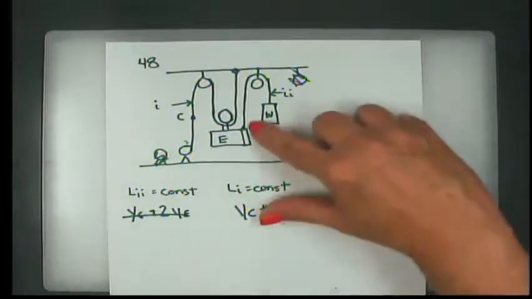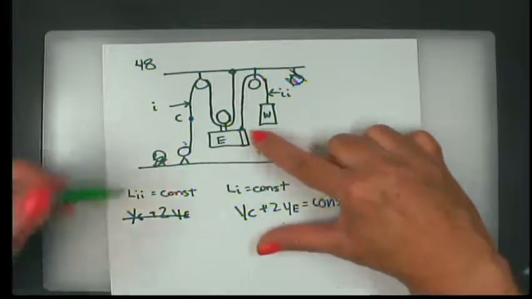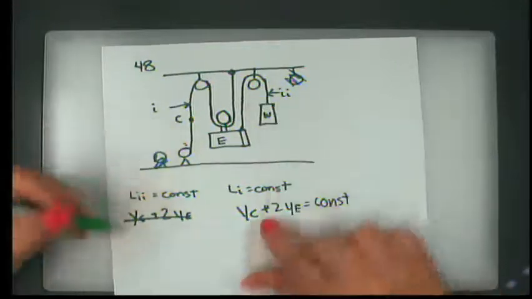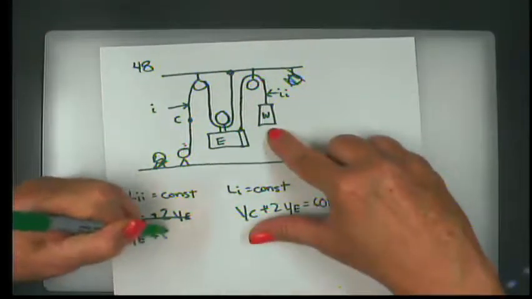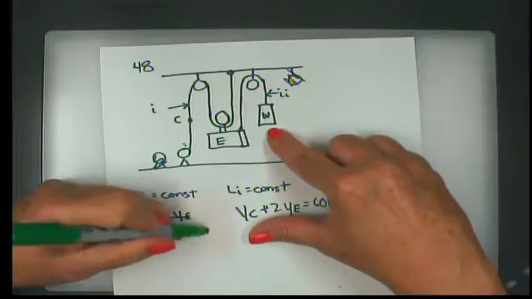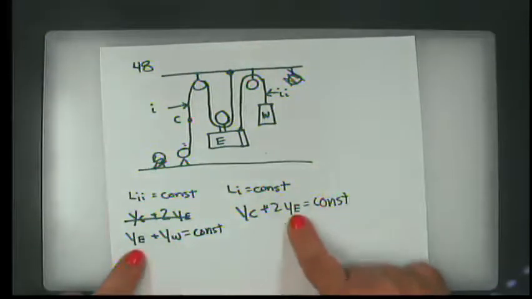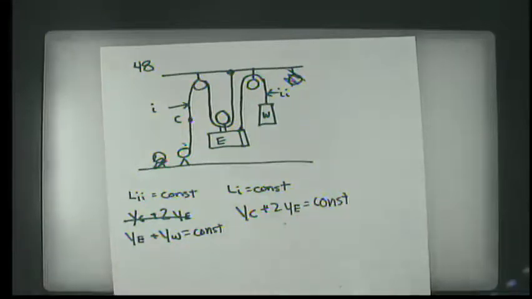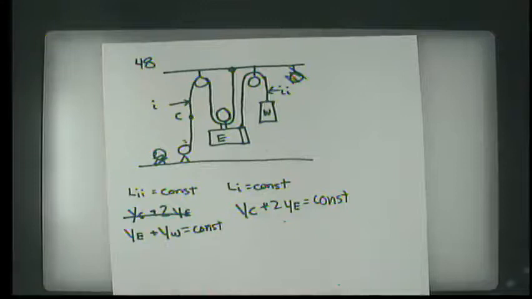Okay? Then over here, since little 2 has to be equal as well, we can say that the y to E plus the y to the weight also has to be a constant. Now we don't need to bring these two equations together yet, but this y_E and this y_E is going to be the same, whatever it is. I mean, the elevator moves up and down, but that y_E has to be equal to the same.